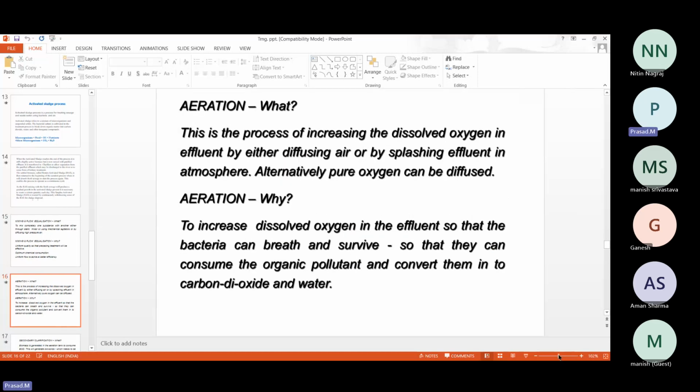Why is aeration necessary? Aeration is the process of increasing the dissolved oxygen in the effluent by either diffusing air or by splashing effluent into the atmosphere. Alternatively, pure oxygen can be diffused. So why is aeration required? To increase the dissolved oxygen in the effluent so that the bacteria can breathe and survive, so that they can consume the organic pollutant and convert it into carbon dioxide and water. So that's why aeration is required. Understood?